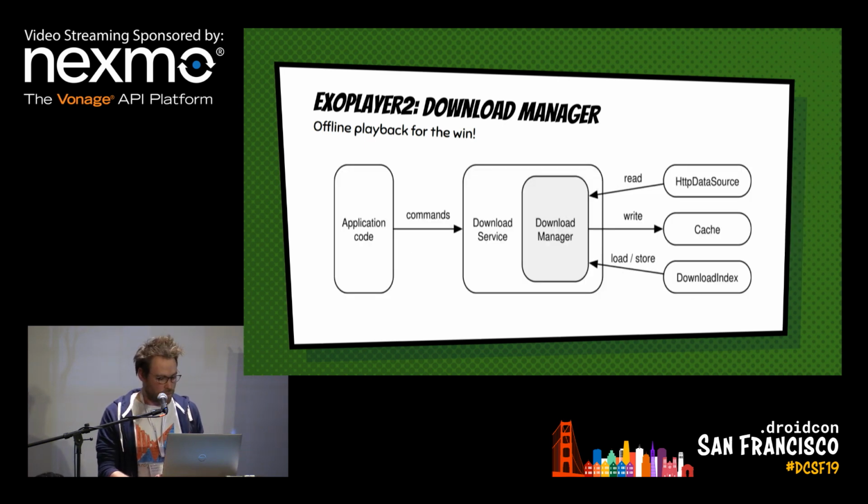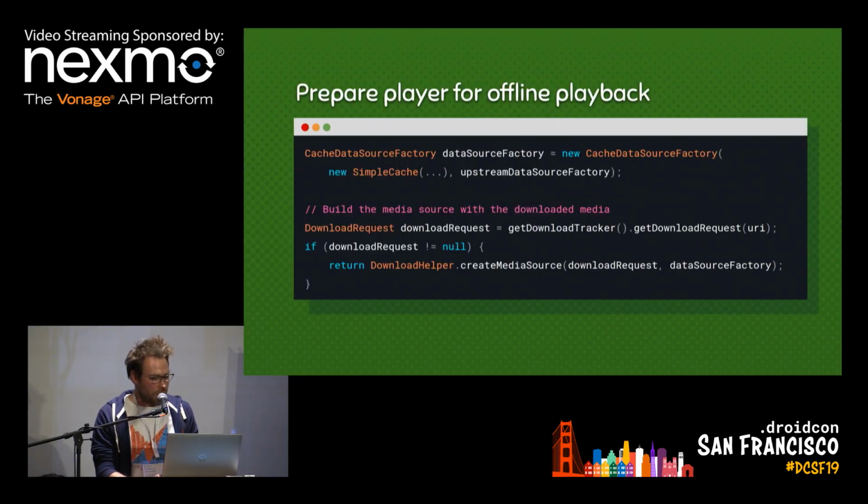So this is what it looks like. Your applications send a request to your download service. Then the download manager will handle that request, and then will download, for example, your stream, then write it into the cache, and then write it in the database. So the database will be queried to get all the downloads on the device. And then when you have all of these downloads on your device, you can query to get whatever you want, and then introduce the cache data source factory to play this video offline, and then inject the associated media source to your player to be handled by ExoPlayer.